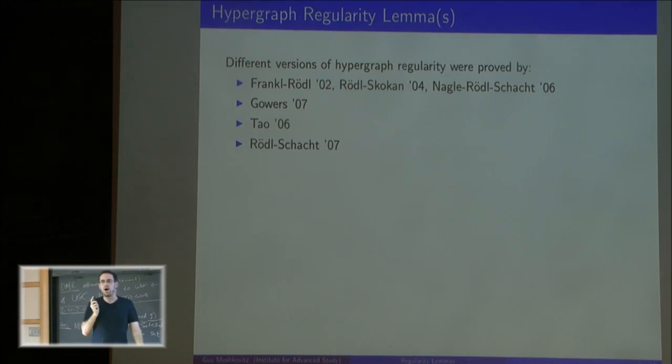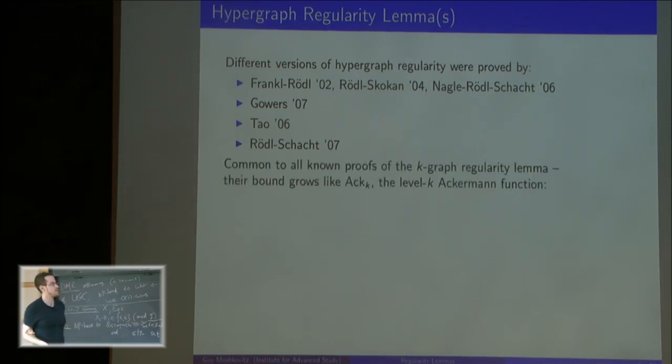So actually, there is not one hypergraph regularity lemma, there are several. There are several non-equivalent ways to define it. Several groups of researchers came up with different notions of hypergraph regularity. Some of them are combinatorial, some of them analytic, some of them probabilistic. But one thing that is common to all of those proofs is that the bound they give on the number of parts in the compressed hypergraph is given by the kth Ackermann function.